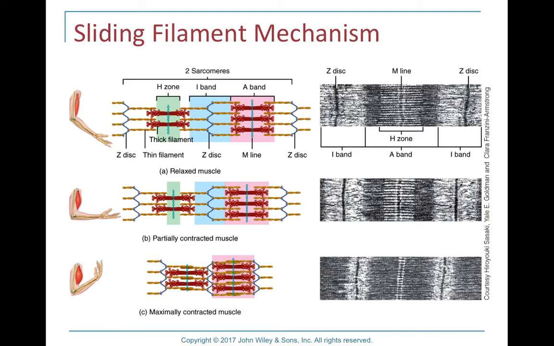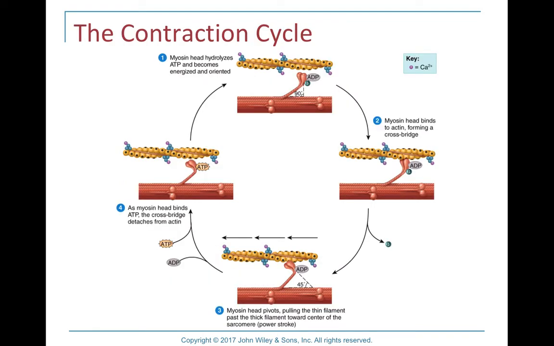And then we have a couple of things that we need to have go on for this mechanism to occur. First, we have to have the myosin head hydrolyze ATP, or go through ATP hydrolysis. This will provide the energy and the orientation. Next, we need to create an attachment of the myosin head binding to the actin, forming what we call a cross bridge.